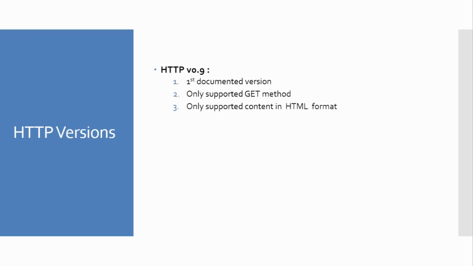Next, we have the different versions of HTTP. We have first the HTTP version 0.9, which is the first documented version of HTTP. It only supported the GET method and only supported the content in HTML format.